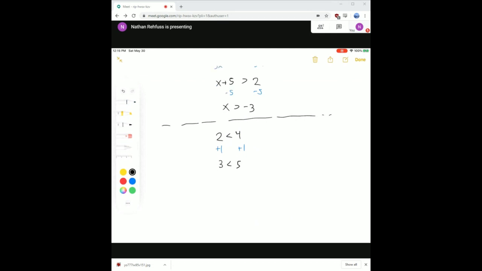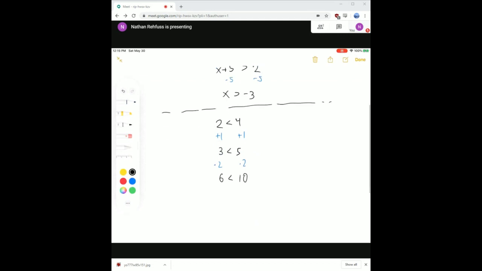I could multiply both sides by 2 to get another true statement. So I'm keeping the balance. 6 is less than 10. That's also true. But here's one thing that's a problem. If I multiply or divide by a negative number, let's say I divide by negative 2, the problem is that then I would get negative 3 here and negative 5 here.